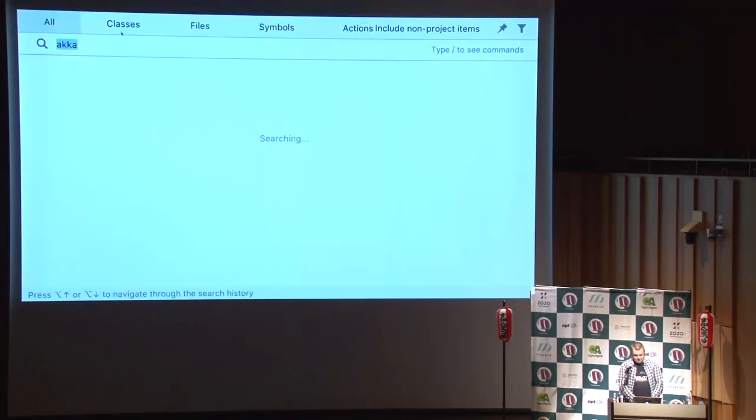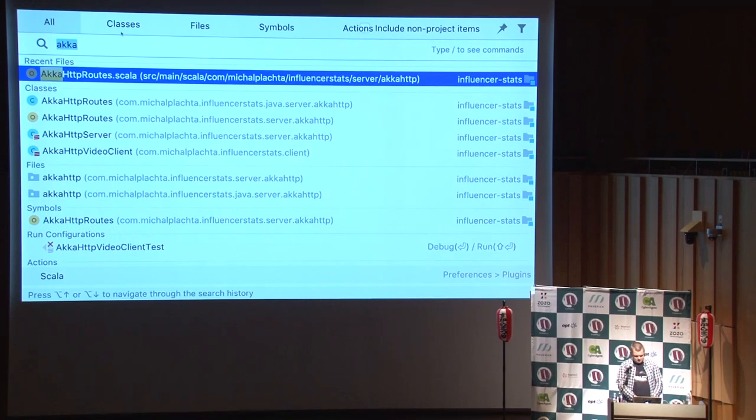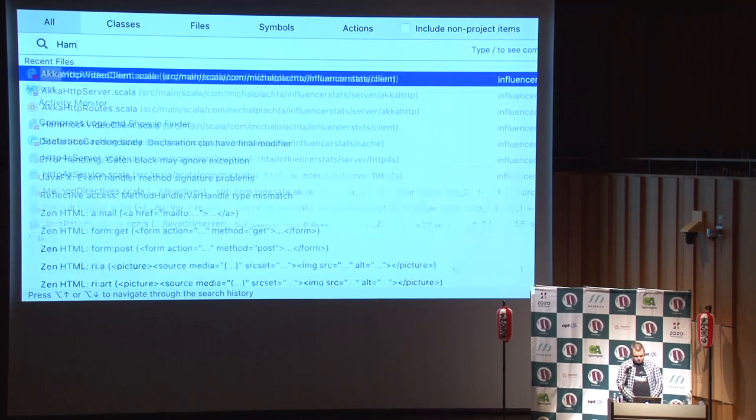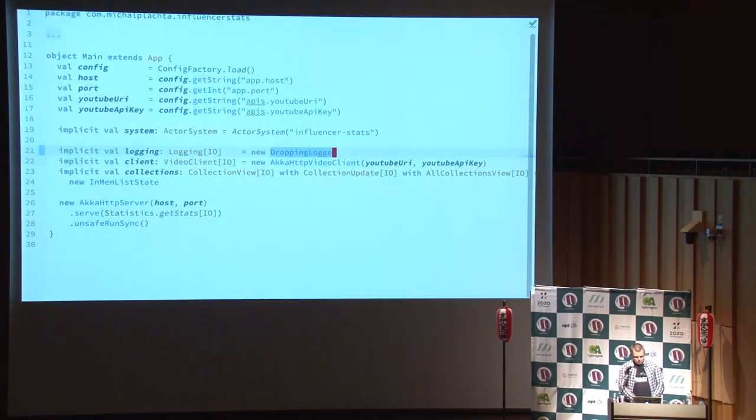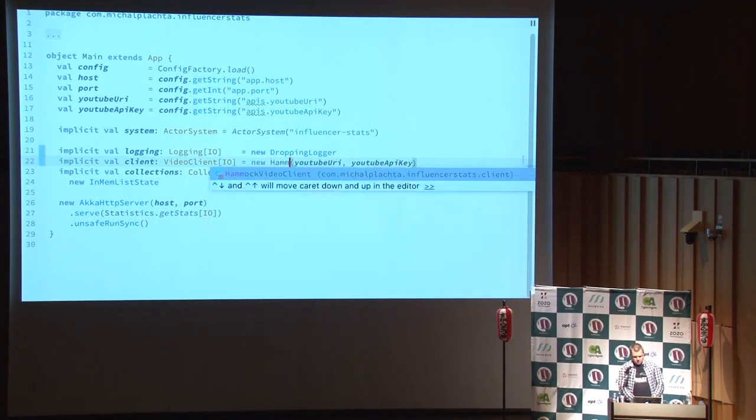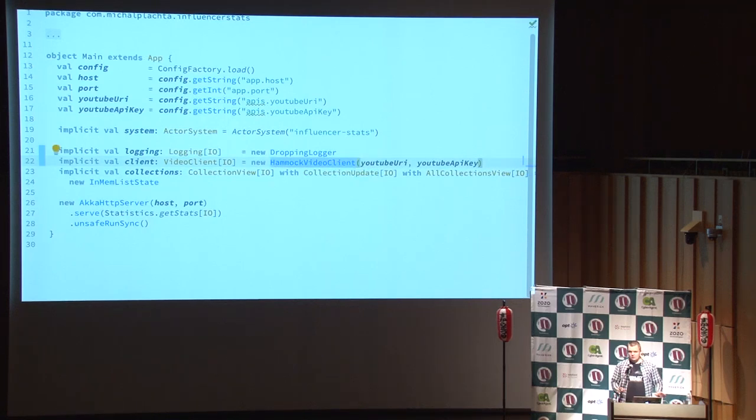Hammock is a library that is a purely functional HTTP client. It's in the Typelevel incubator, if you don't know about it. So this is how the implementation of the video client would look like in Hammock. You can see it's request, exec, as AO. So in Hammock, you choose the effect type you want to use. You can even use Try. But other than that, it's very, very similar. It's just Hammock-specific things. It's a wrapper around Apache. So what we do is we just switch again in main. We just switch the HTTP client to Hammock. Right? And that's all. Again, one line of code.